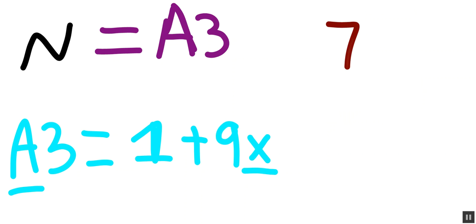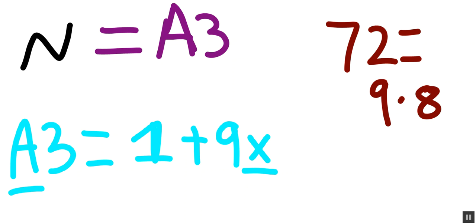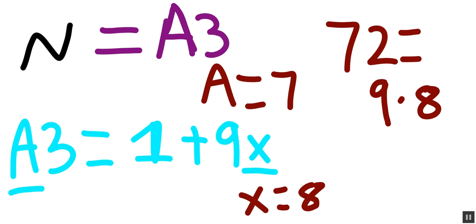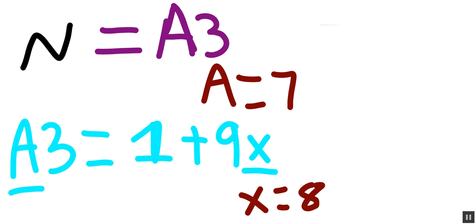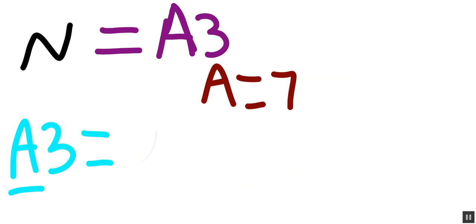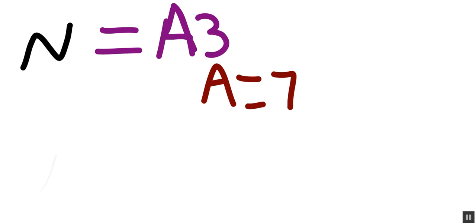So we can write 72 is equal to 9 times 8. So obviously we know that x is equal to 8, but that's not very important right now. We see that a is equal to 7, and that's the more important part. So now that we have the number 72, we know that the actual n is 73, because we need a3. So if a is equal to 7, then n is equal to 73.